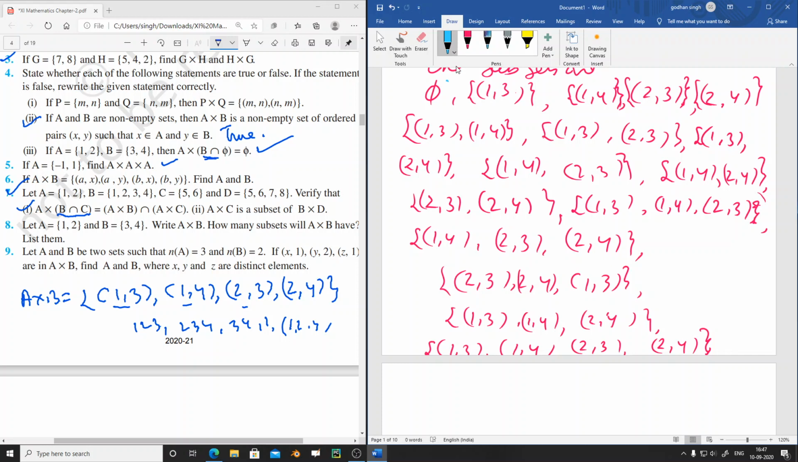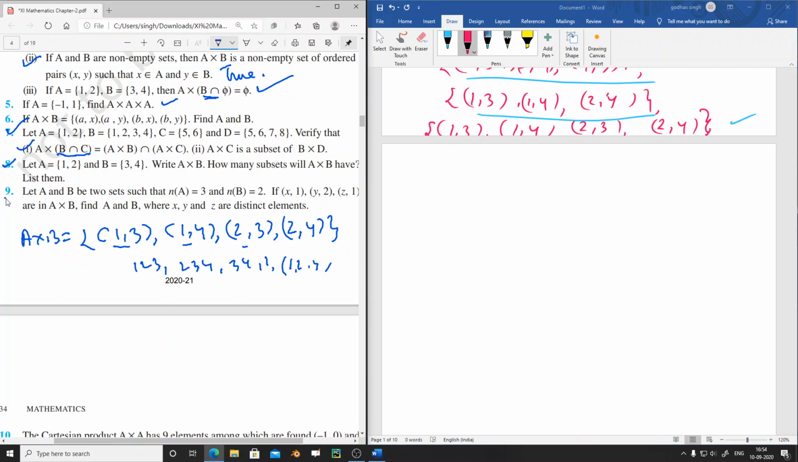Count here 1. This is 2, 3, 4, 5, 6, 7, and this is our 8th subset. This is 9. This is 10. This is 11. Then this is our 12th subset. 13, 14, 15, and this is 16. So how many subsets are there? There are a total of 16 subsets. So this is the answer of question number 8.